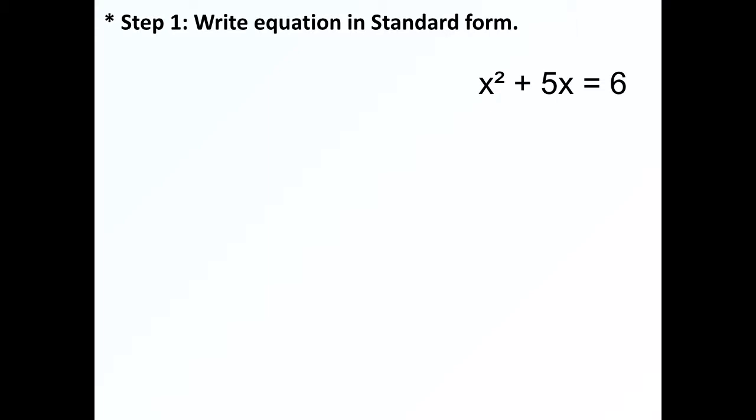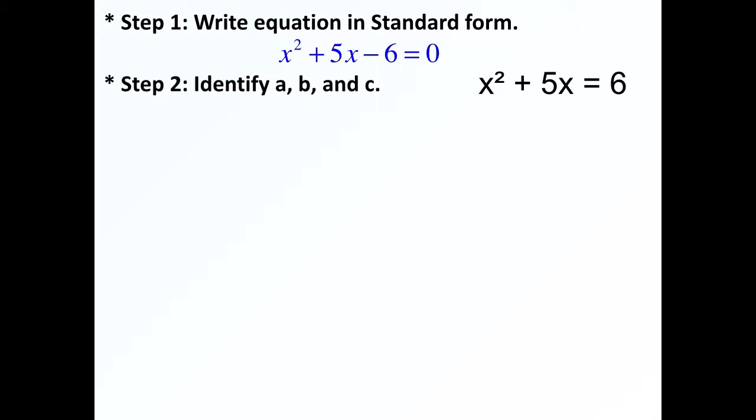Standard form would make it a lot easier if the leading coefficient, that first number before the x squared, is a positive number. That will make your life a lot easier. But basically, we're going to get this 6 and move it over to the other side. So in order to do that, we're going to subtract 6 from both sides. If we subtract 6 from both sides, we get our new equation of x squared plus 5x minus 6 equals 0. Okay, so that's step 1. Get it in standard form.